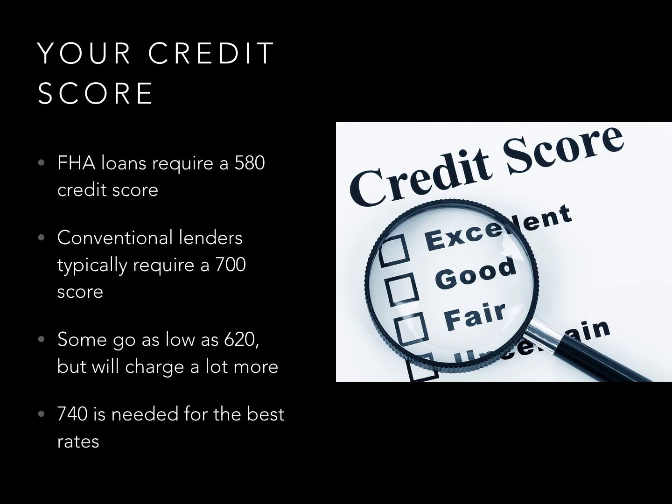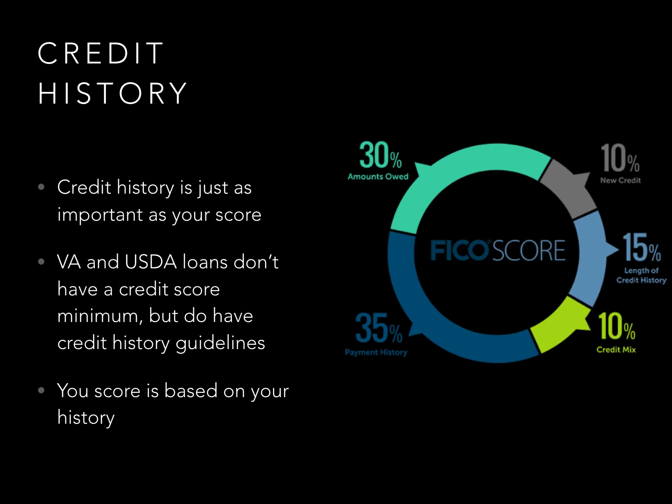A 580 is a pretty low credit score, but these are people starting out too. These are great loans if you're starting out, you're rebuilding your credit, you've made some good strides in the last year or two, but maybe your long way back past is still haunting you. Well, that's the cool thing. FHA loans take that into consideration. And some lenders will go as low as 620, but realize if you have a low credit score, you're going to pay a lot more for that house.